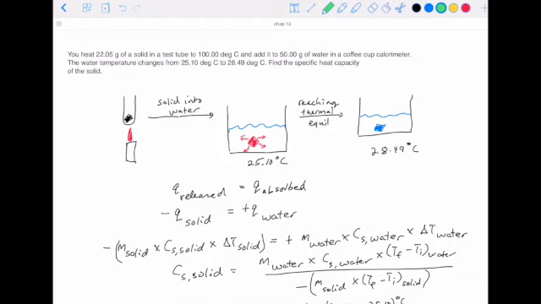It's useful to draw this out. So we're starting here on the left with the picture of the solid in a test tube that's being heated to 100 degrees Celsius.